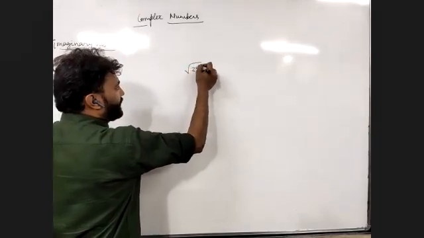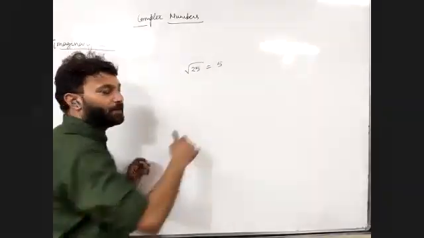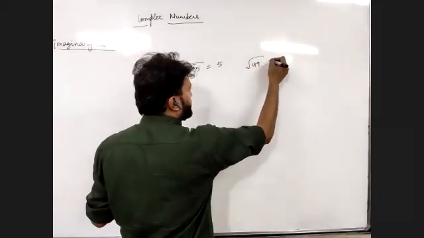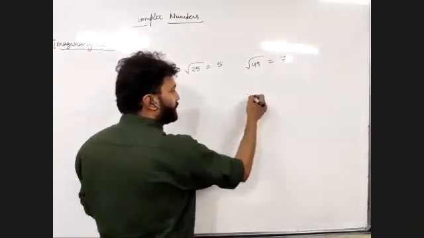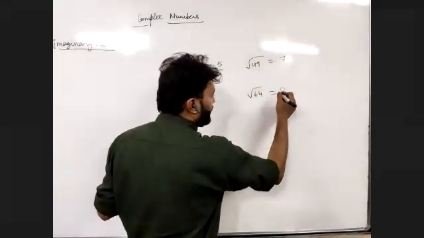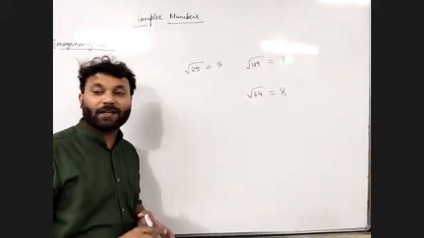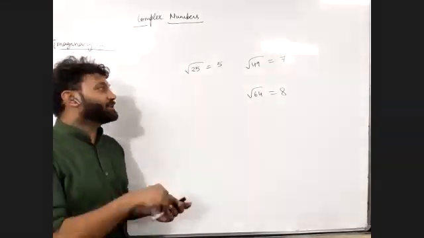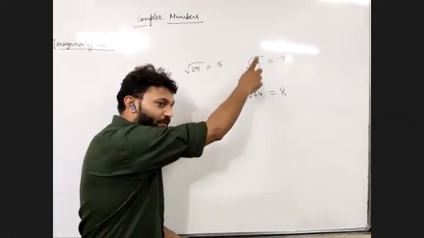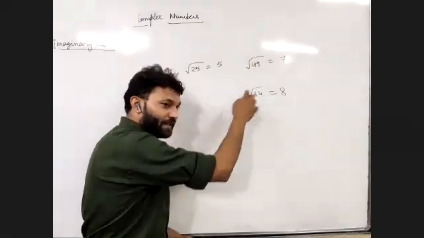Like square root of 25 is simple to write, 5. Square root of 49 is simple to write, 7. Square root of 64 is still simple to write, 8. What are we doing? We're taking the square root. That is, square root of 25 is 5, square root of 49 is 7, square root of 64 is 8.